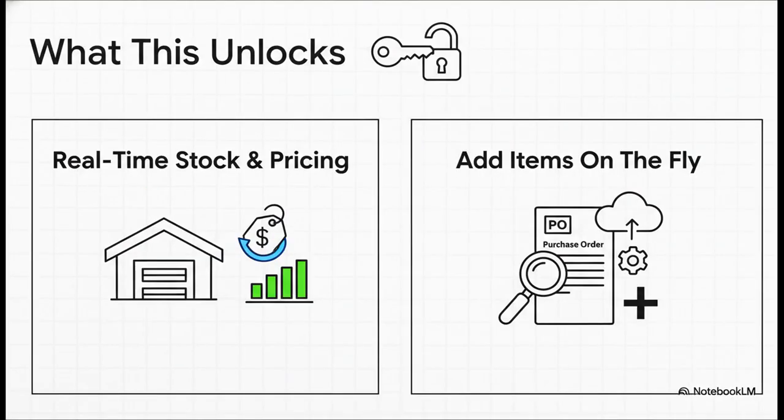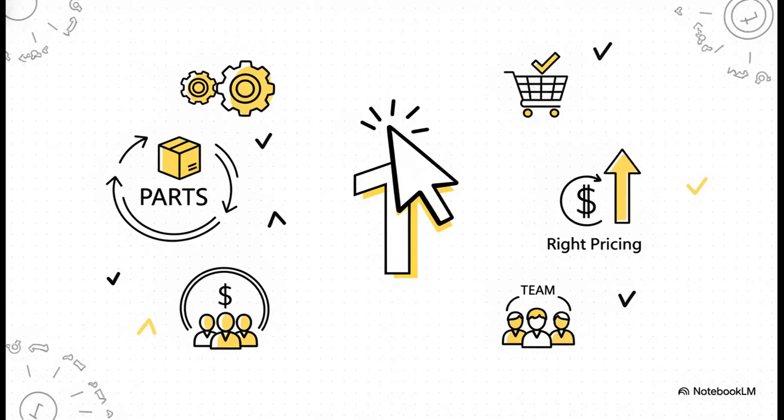So what does this actually mean for you day to day? Well, for starters, you're not just sending a PO blindly. You can check real-time stock and pricing at your specific local branch before you even hit send. And what if you need a part that's not in your price book? No problem. You can search the vendor's catalog right there and add it to the PO on the fly. I'm not kidding. Once you're set up, it really does boil down to this. One click. That's all it takes to get your team the parts they need, with the right pricing every single time.